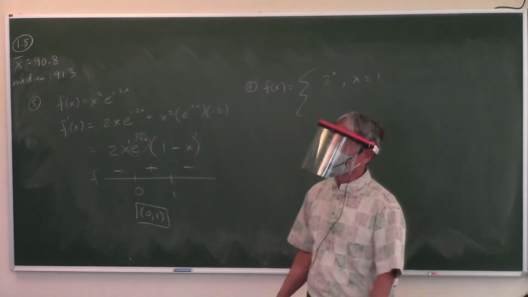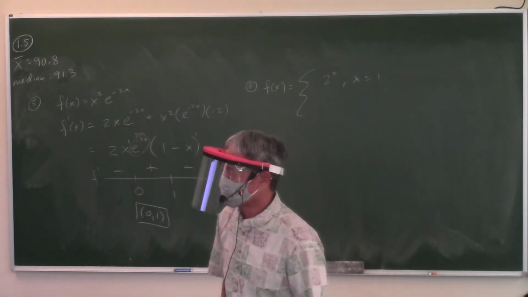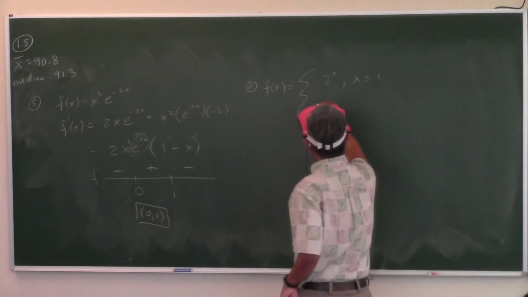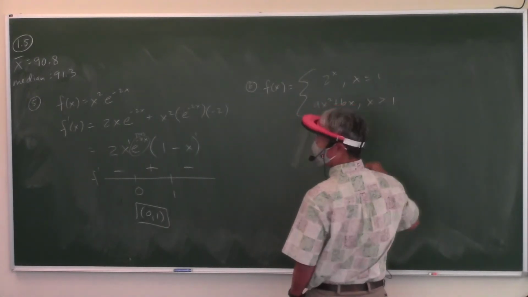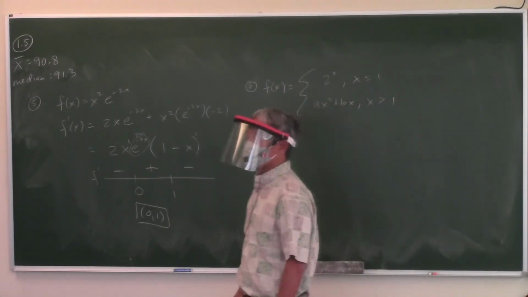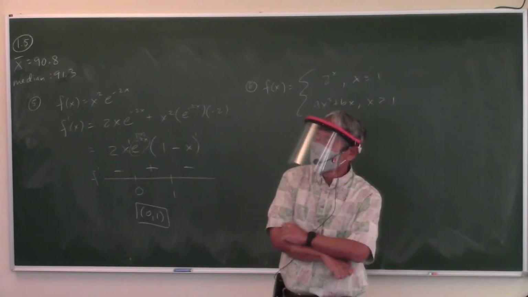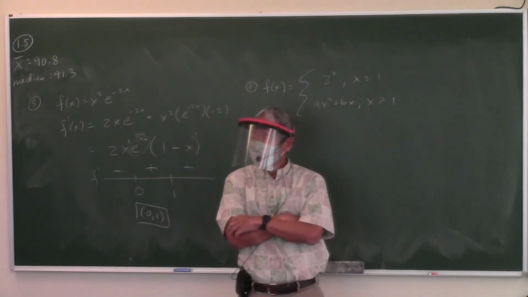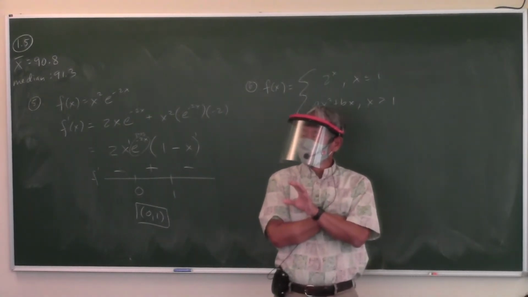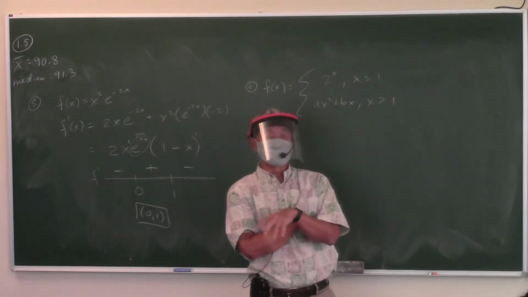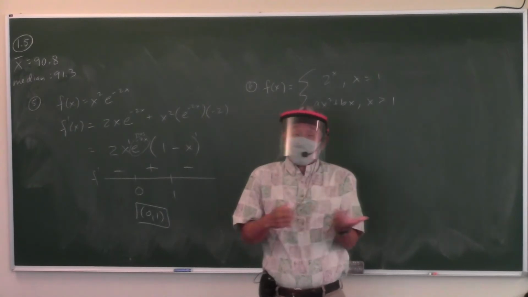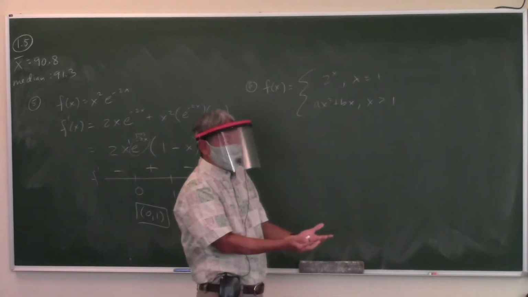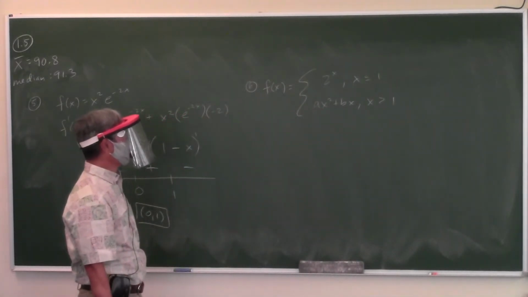I can't even read that. X squared plus bx, and x is greater than 1. Find the values of a and b so that f will be continuous and differentiable at x equal 1. Actually, you don't need the word continuous because differentiable means continuous and smooth. However, the AP exam always uses those words, so that's why you do it.